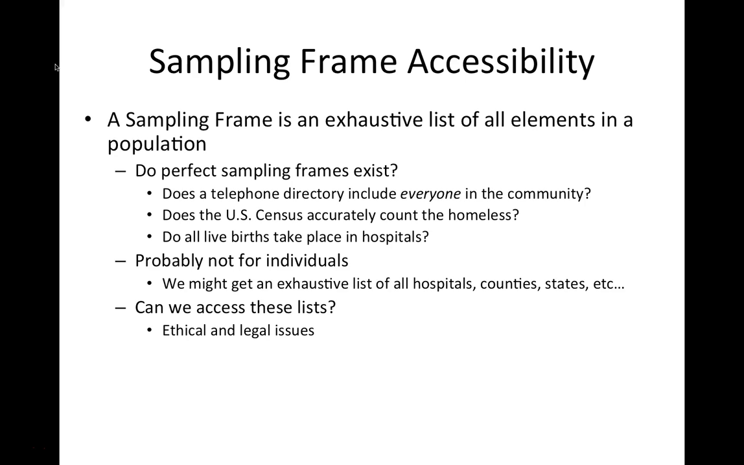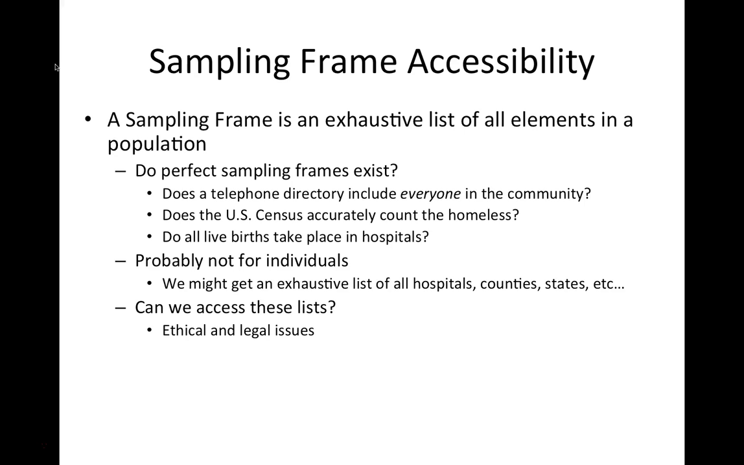So if we think about, for example, census data, your book mentions UK census data and the British Crime Survey, and that this doesn't accurately count the homeless people. If we think about birth certificates, we don't know if all live births take place in hospitals. So if we were looking at hospital records, for example, telephone directories used to be the way that we did a lot of telephone sampling. This is obviously not feasible really at all anymore with cell phones. And so probably not for individuals.